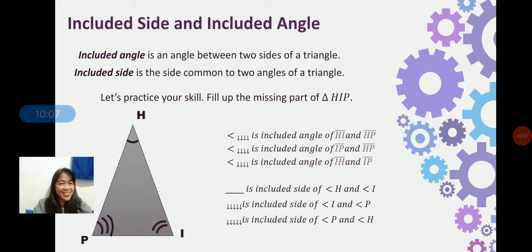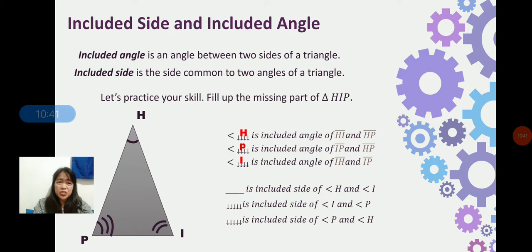Do you have an answer now? Okay, let's see if we do have the same answer. The answer is angle H. Correct? Alright, for the second question, blank is the included angle of IP and HP. The answer would be, yes, angle P. And blank is the included angle of IH and IP. The answer would be, yes, it is angle I.